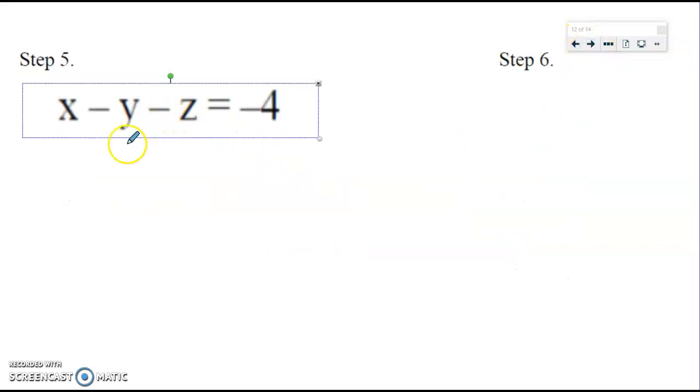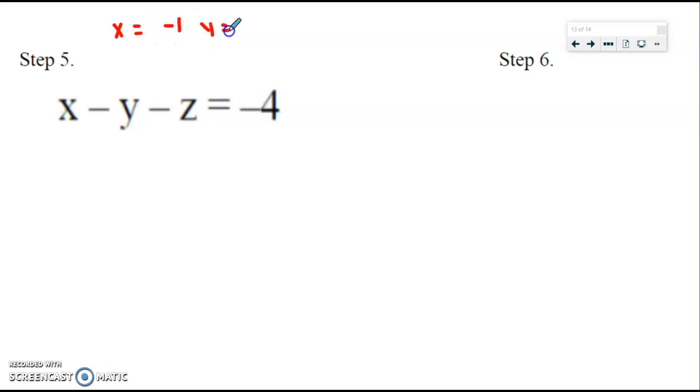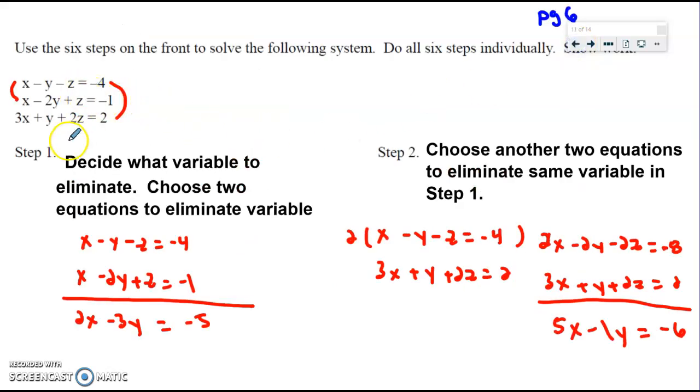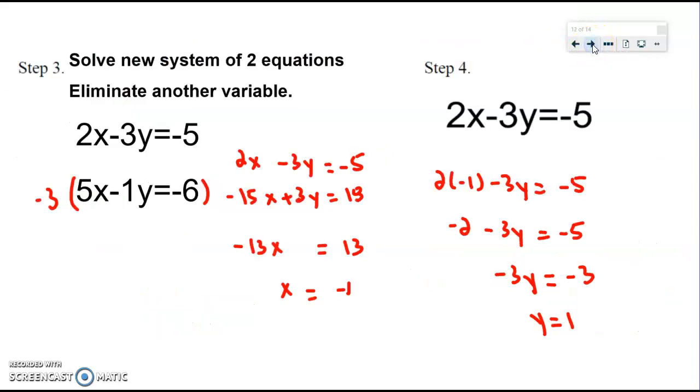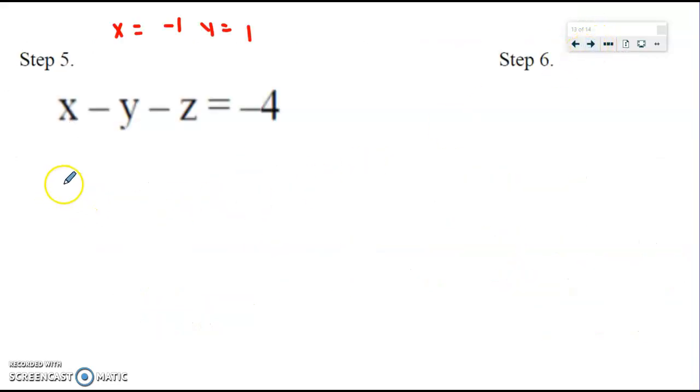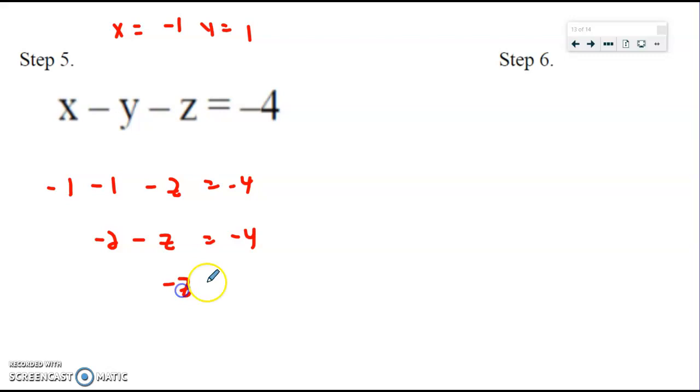Now, all I have to do is, I know x is negative 1 and I know y is 1, so I'm going to choose one of these three equations. I actually end up choosing that first equation, because it doesn't matter which one I choose, I'm going to get the same z value. So I got negative 1 minus 1 minus z equals negative 4. So I got negative 2 minus z equals negative 4. I got negative z equals negative 2. So you get z to be positive 2.